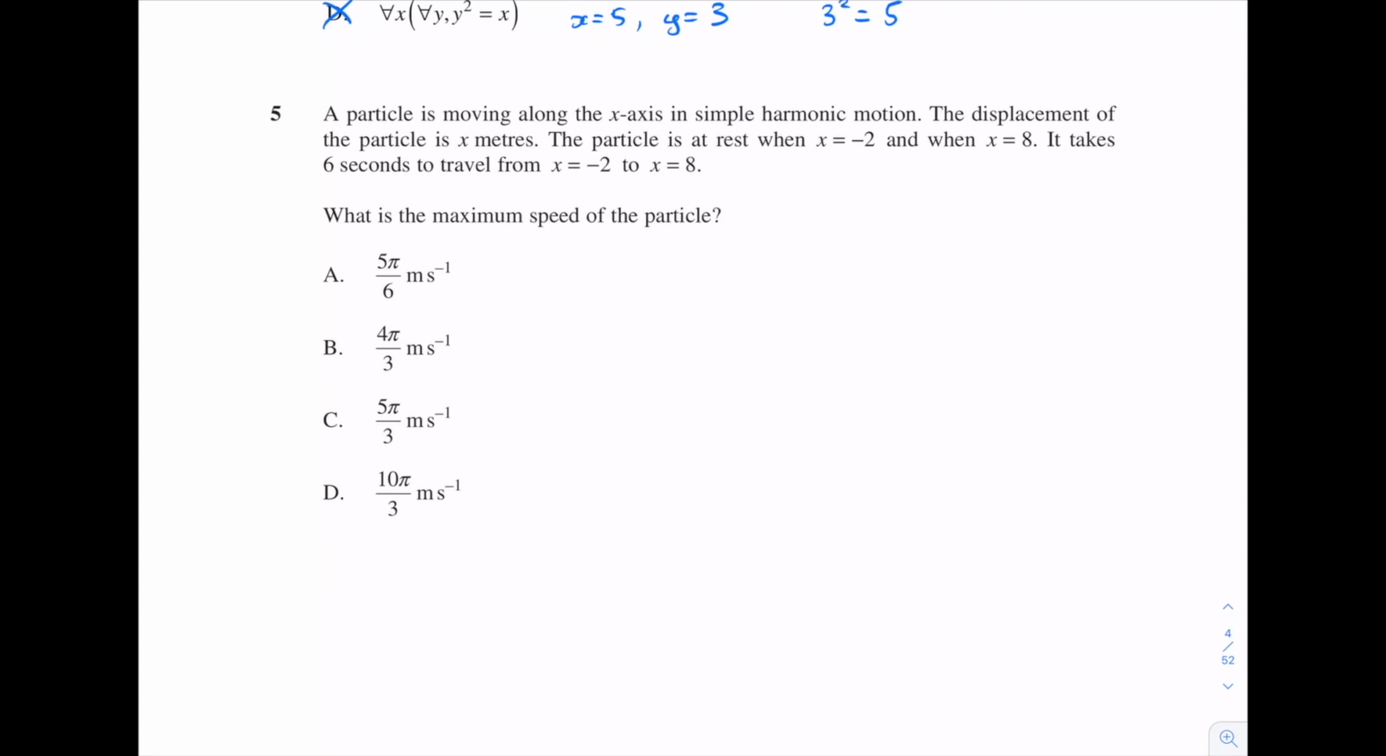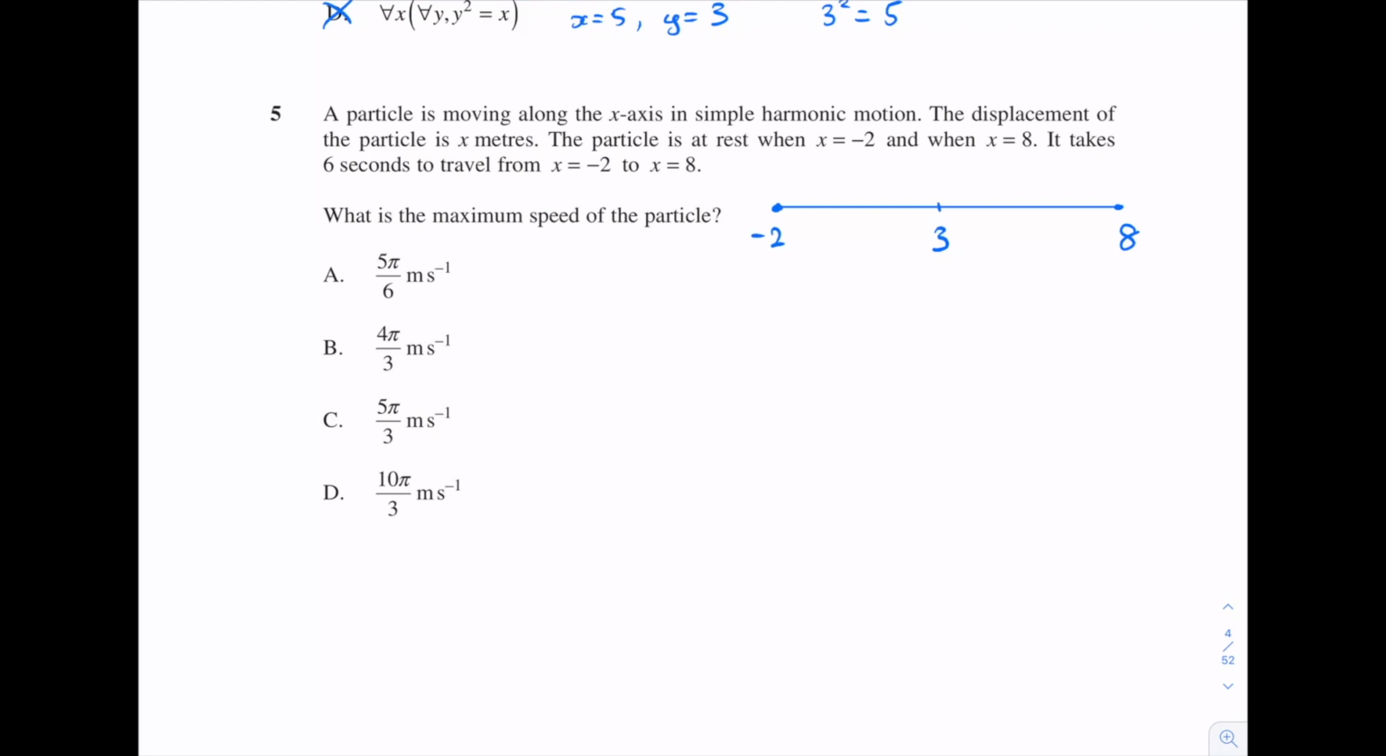Okay, a particle is moving along the x-axis in simple harmonic motion. The displacement of the particle is x meters. The particle is at rest when x equals -2 and when x equals 8. Okay, so before I continue, we know in simple harmonic motion that our particle is at rest at the extremities, at the endpoints of our motion. So if we were to draw the motion, we know that our endpoints are -2 and 8. And so our center would have to be halfway between the two, which is 3. Okay, so this is our center of motion, 3.